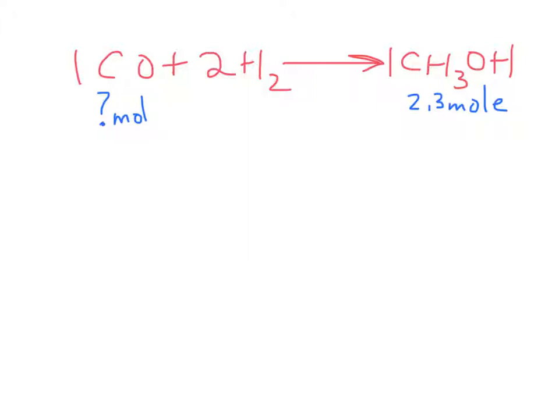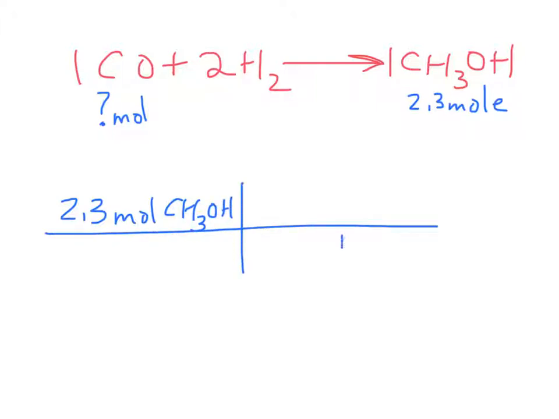Now let's go ahead and try to solve this problem using those 3 conversion factors that we just talked about. We're going to start out with the given. In this case, it's 2.3 moles of methanol. So moles of methanol is going to go here. And one thing that's going to help us is now we're allowed to go from moles of one thing to moles of something totally different. So let's go ahead and do that. Let's go to moles of carbon monoxide.